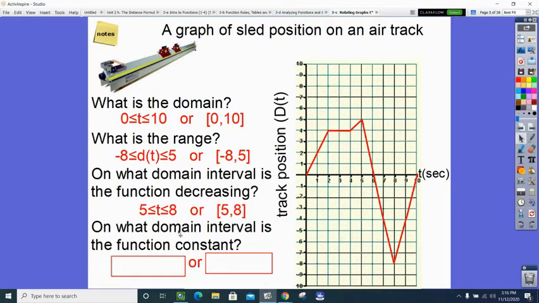Now, what domain interval is the function constant? I'd like you to try this one yourself. This is the constant piece, and it's happening from 2 seconds on the domain to 4 seconds on the domain. And then again, interval notation. So that's just starting to put some numbers in and understanding the terms increasing and decreasing. So let's head off to the racetrack.